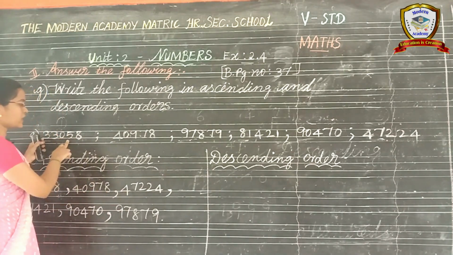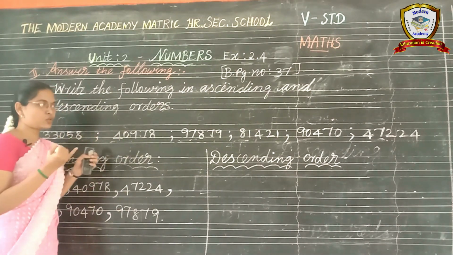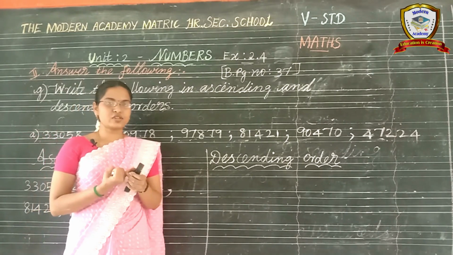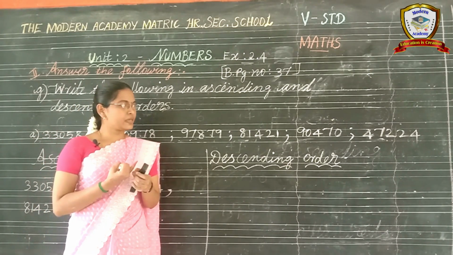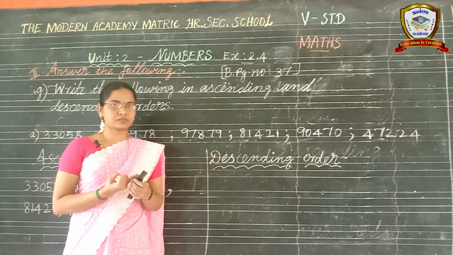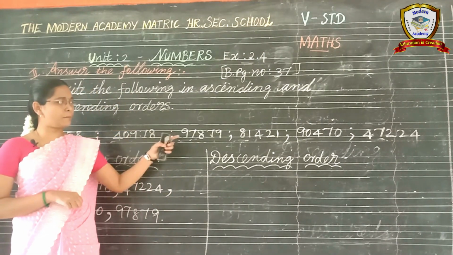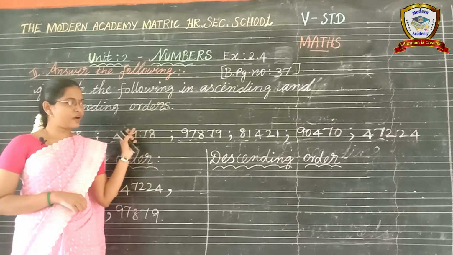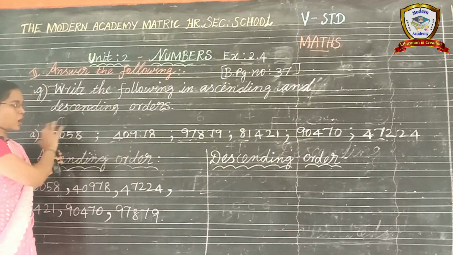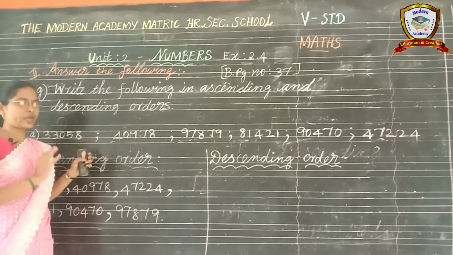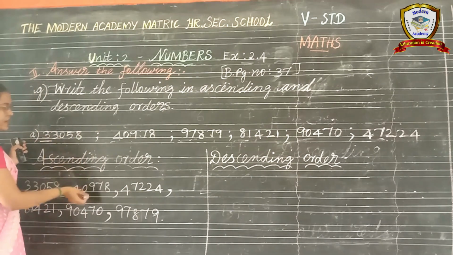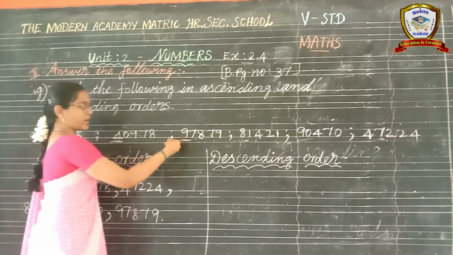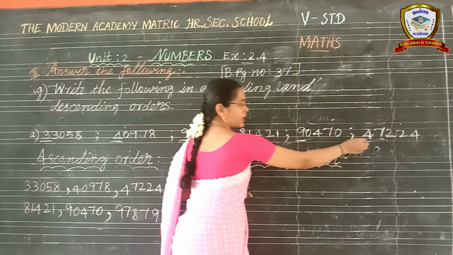Here first we have to see the number of digits. First we have to compare the digits. Number of digits are equal here. All numbers have 5 digits. So we have to compare the digit values starting from the left side: 3, 4, 9, 8, 9 and 4.